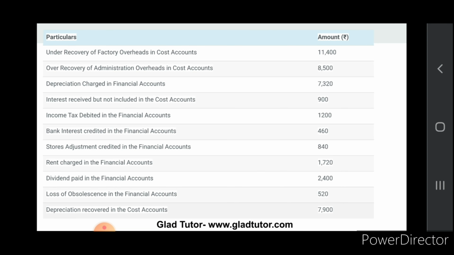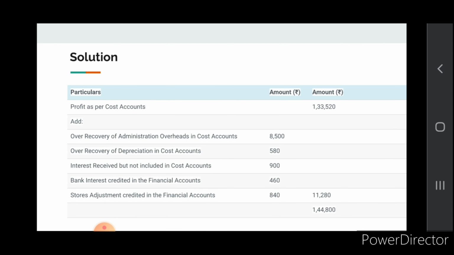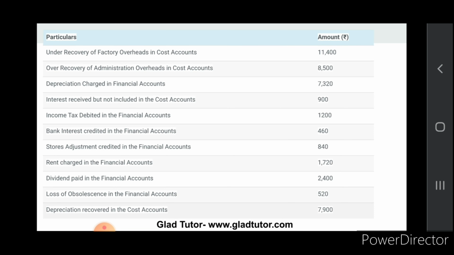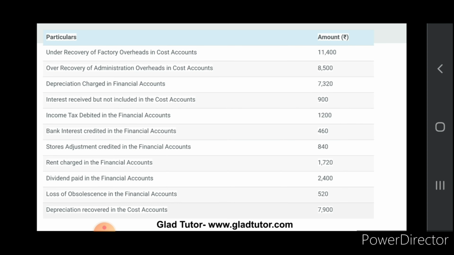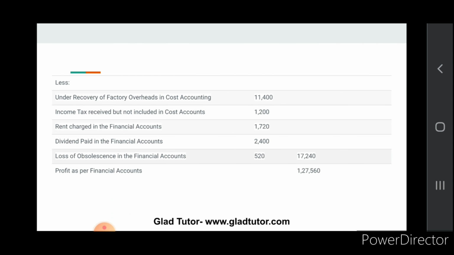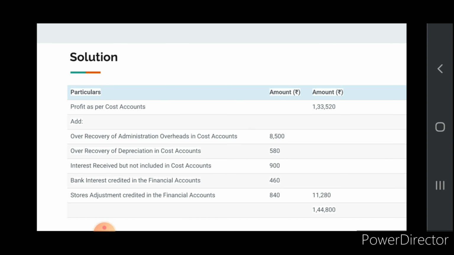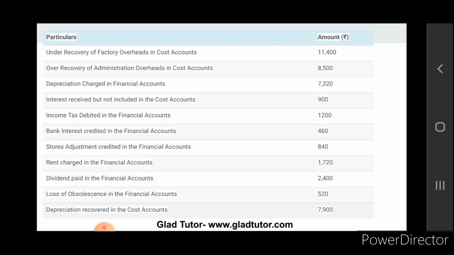Now come to the interest received but not included in the cost account. We will add this interest here, 900 rupees. Bank interest and income tax debited in the financial account is an expense, so we will deduct this expense here. How much was it? It was 1200 rupees. As you can see, we have deducted the 1200 rupees. And one more thing which I forgot to tell you, the first one, under recovery of factory overheads in cost account, that is 11,400 rupees. This we will also deduct, right?